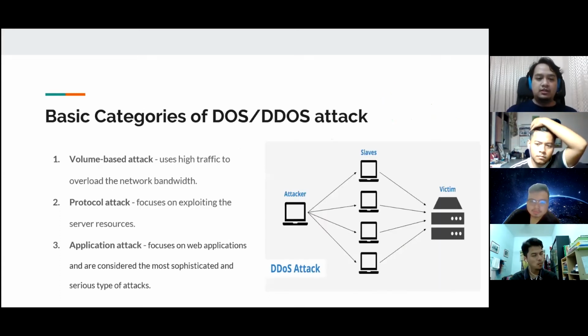So next is the basic categories of DOS and DDoS attack. The first category is volume-based attack. It uses high traffic to overload the network bandwidth. The second one is protocol attack. It focuses on exploiting the server resources. And the third one is application attack. It focuses on the web applications and is considered the most sophisticated and serious type of attack.